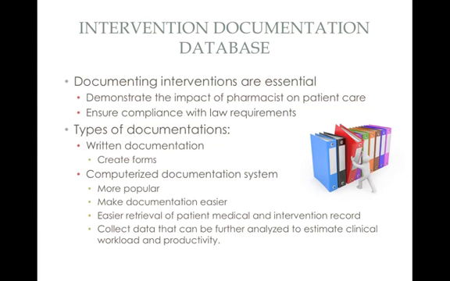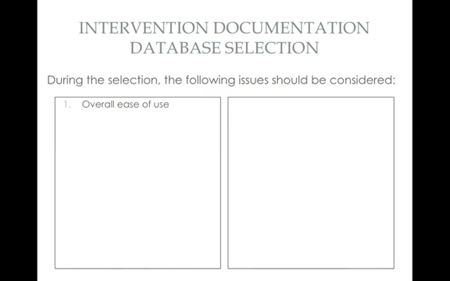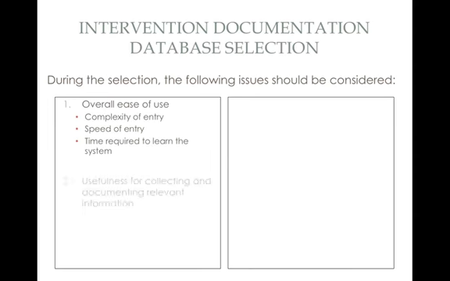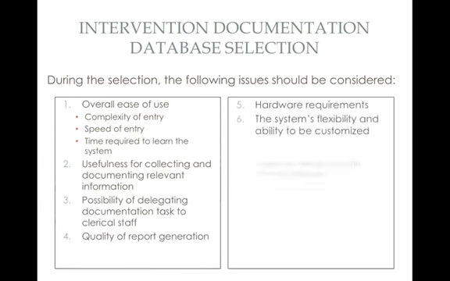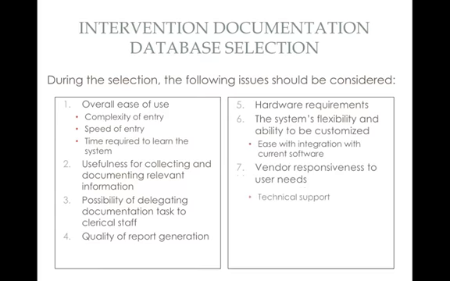Documentation can be either written in forms for rapid documentation or, preferably, a computerized documentation system for easier documentation, information retrieval, and ability to further analyze clinical workload and productivity. When choosing which system or method of documentation you want to propose for your service, the following 10 items should be weighed in making your decision. The 4 most important are probably overall ease of use, quality of report generation, cost, and billing capability.